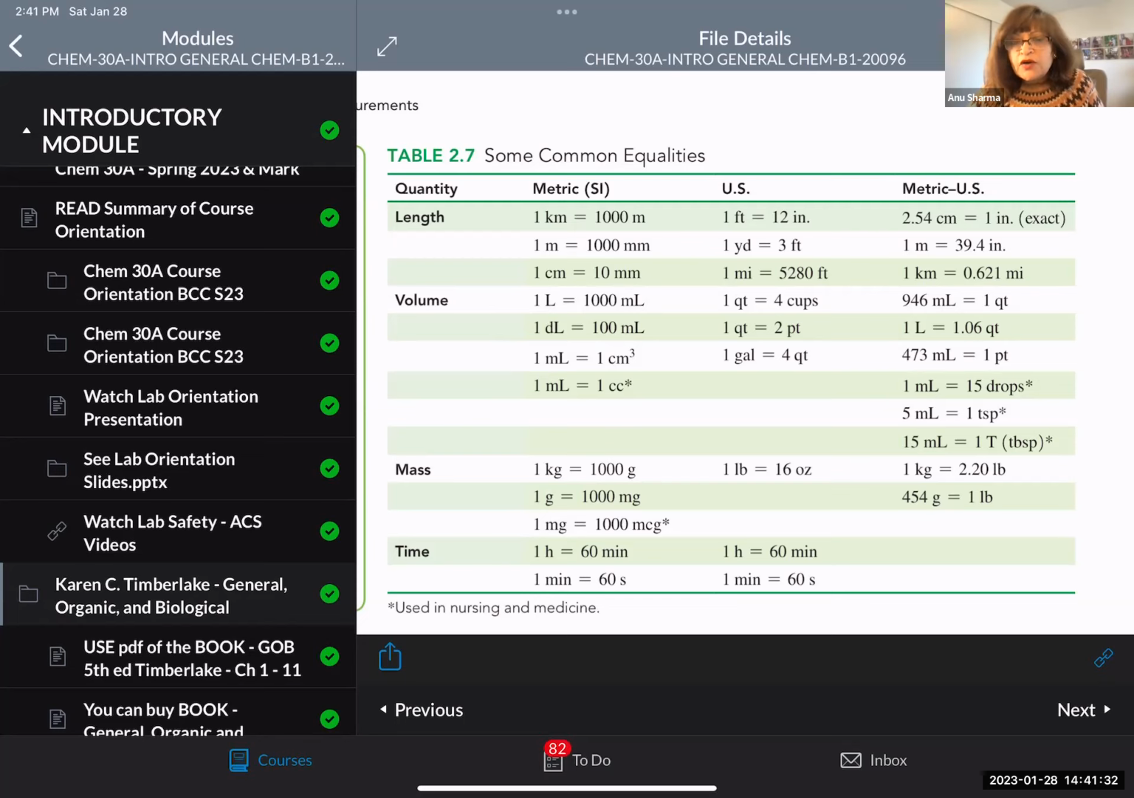If you look in your book, and also in your handout, I've given you these tables. So you don't have to memorize them, but you should know how to use this information to do the conversions from one unit to another. That's the basis of dimensional analysis.